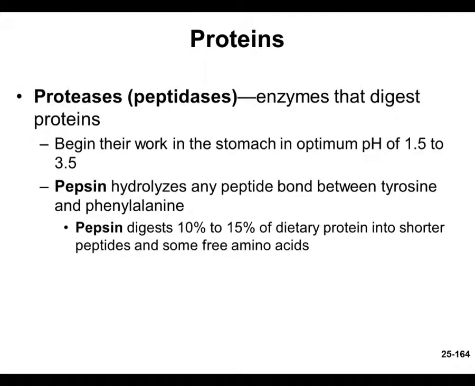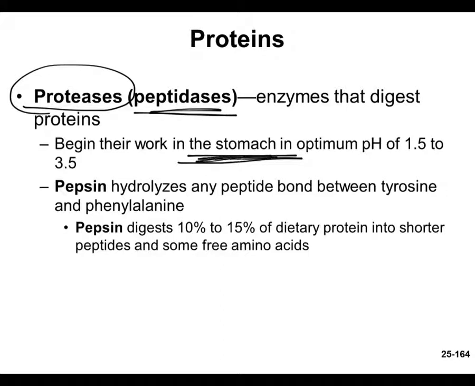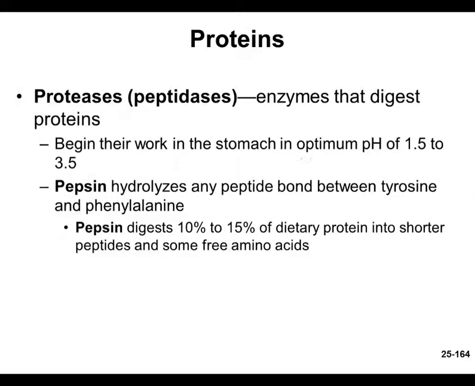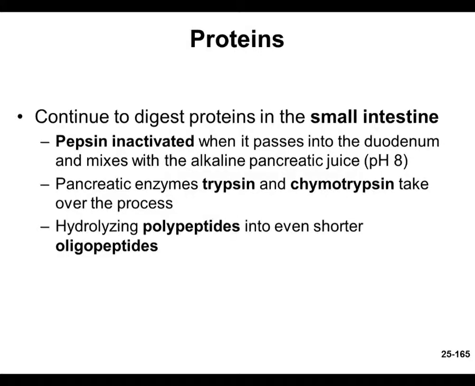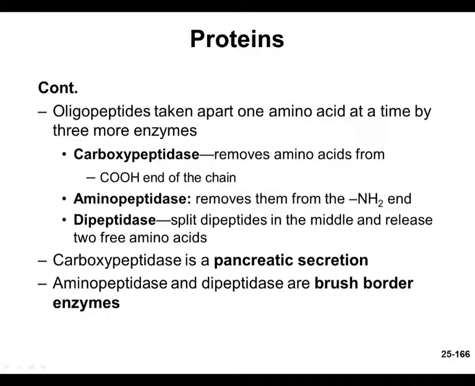The enzymes that are going to break down proteins are going to be some sort of protease. You may see them called peptidases as well. And they start working at the lower pH of the stomach, in that 1.5 to 3.5 range. One of them is pepsin. Okay, pepsin breaks down proteins, and many of the other enzymes like trypsin and chymotrypsin that I've already mentioned are also continuing to break down proteins in the small intestine after they've gotten those enzymes from the pancreas.